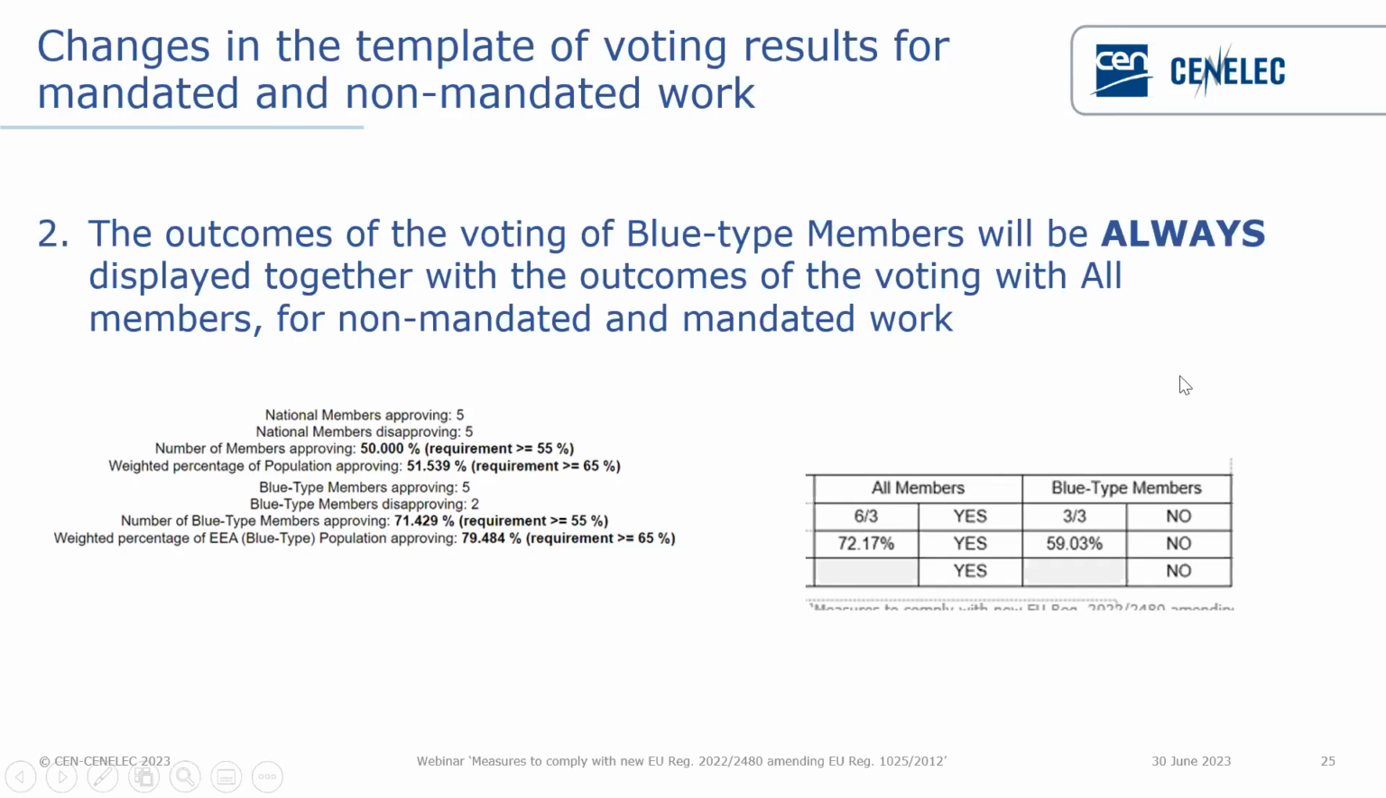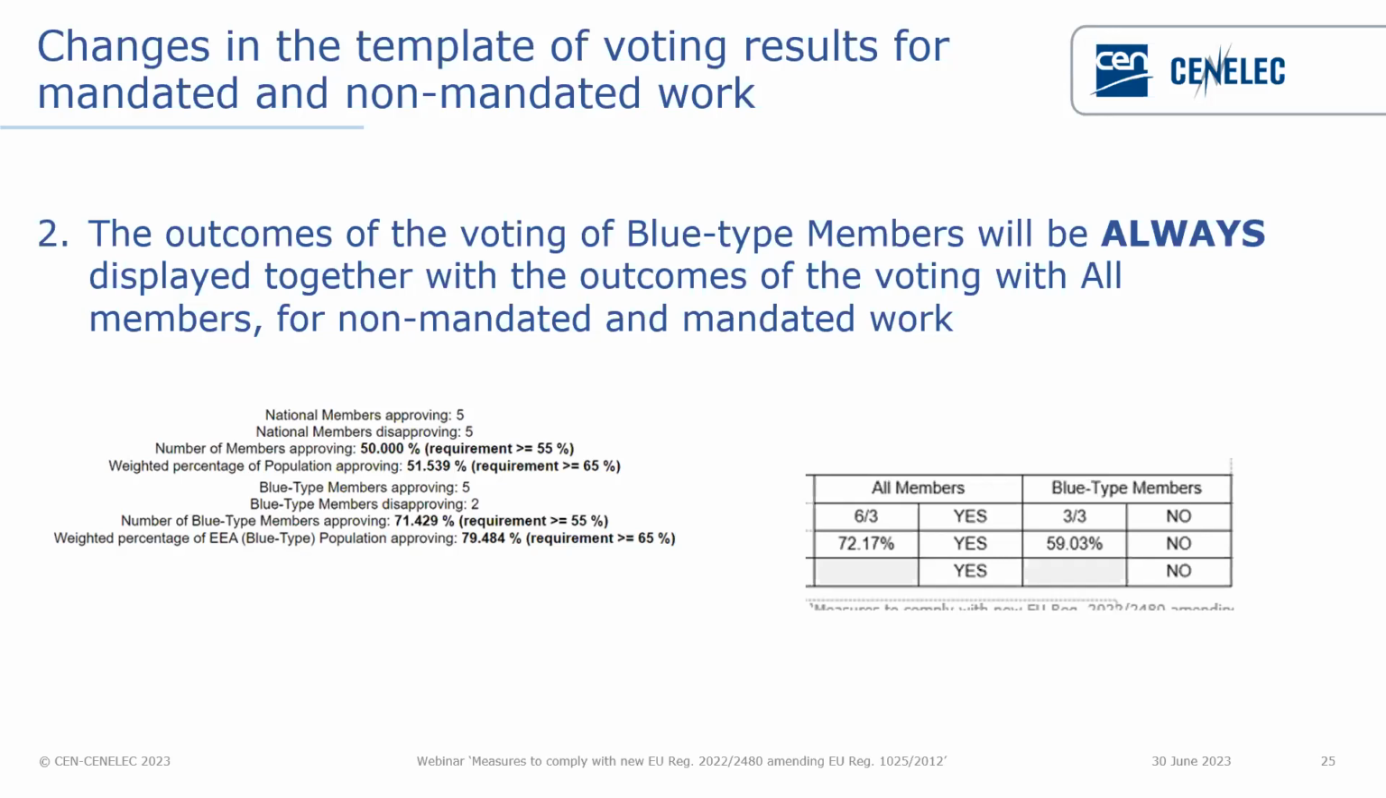So why did we introduce this change in the voting results also for non-mandated work, even though the approval criteria do not change? Well, this is linked to what I just explained in case of errors in Project Online.